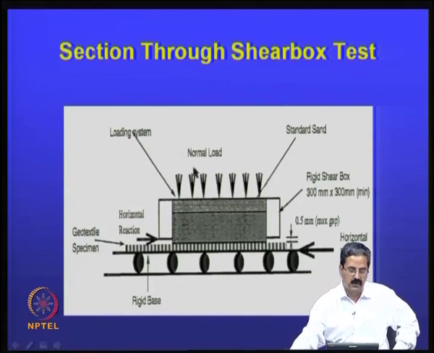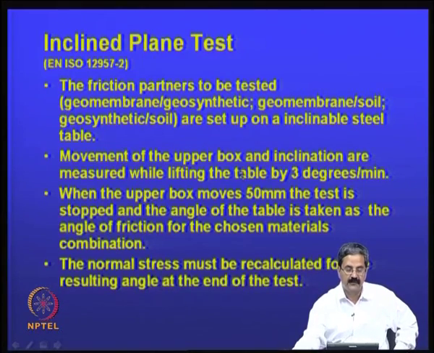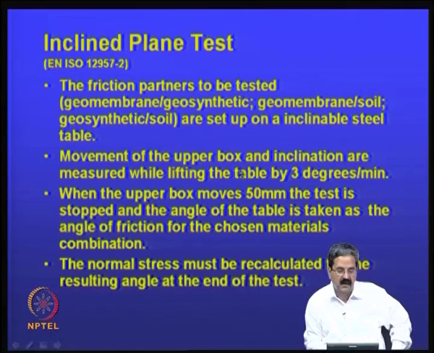So you must be able to take a geosynthetic material here. You can see that a horizontal reaction is applied, and there is also a normal force applied. In fact, you can see the direct shear box size here, 300 mm by 300 mm. The size is quite big, and the shear force is applied like this, and the normal stresses are there. So that is one type which we are familiar with.